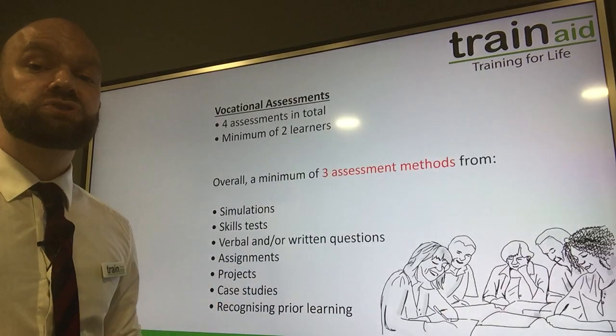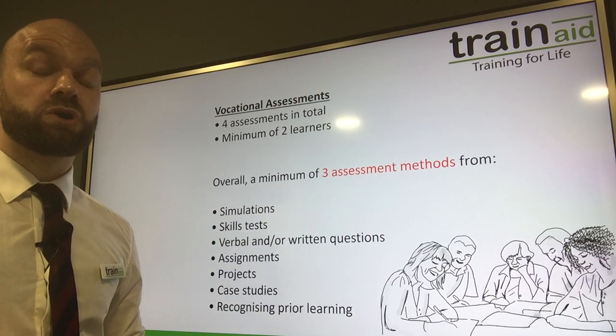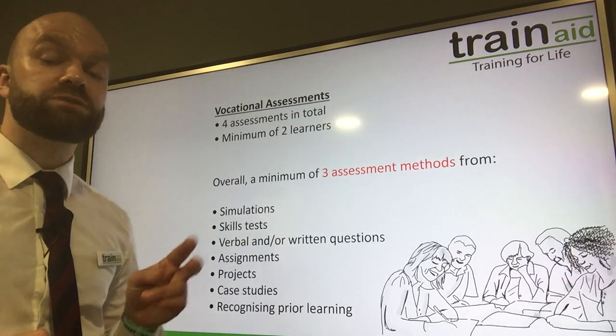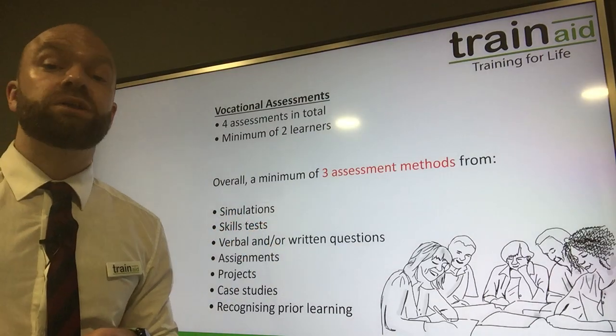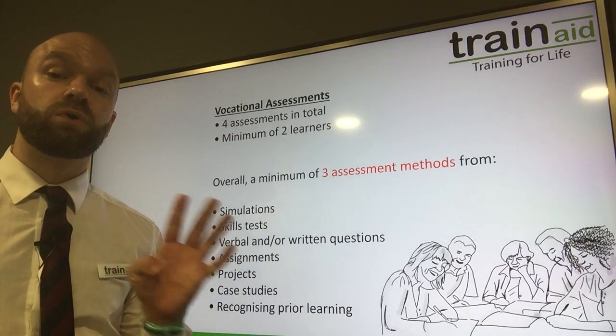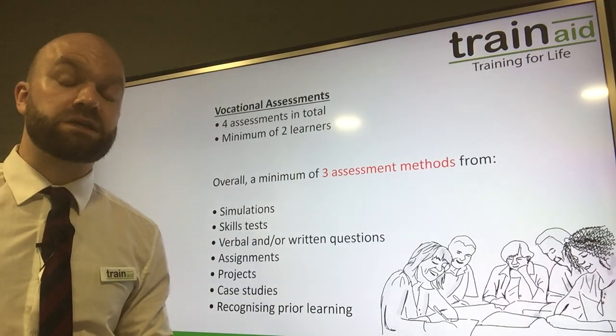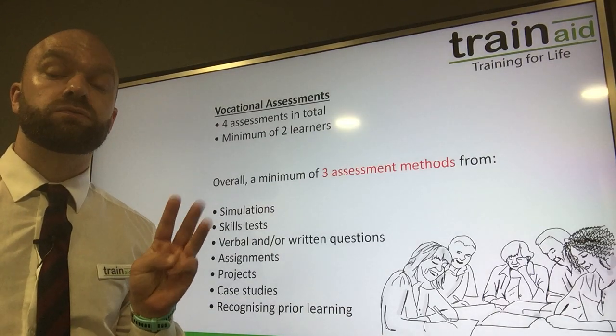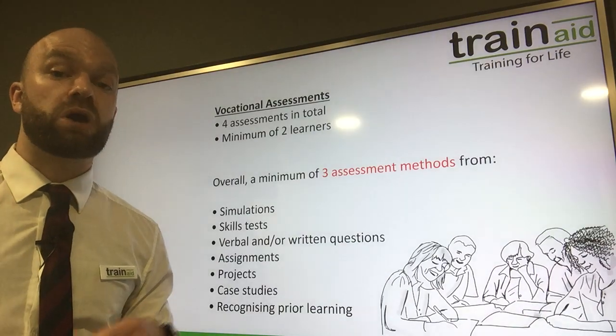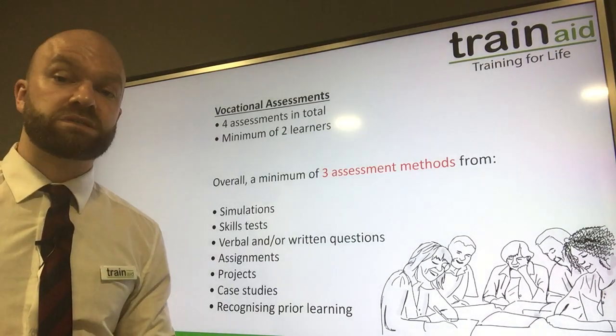For the vocational pathway of the CAVA qualification, you need to be monitoring two learners or colleagues, and you have to plan 4 different vocational assessments. You do have to include 3 different assessment methods over those 4 different assessments.